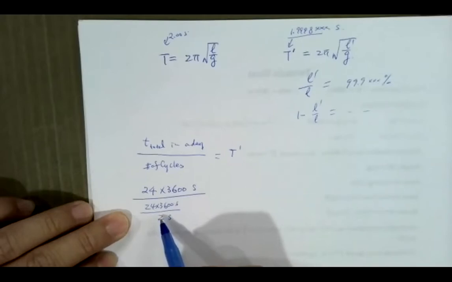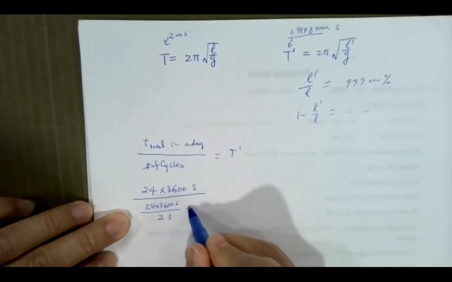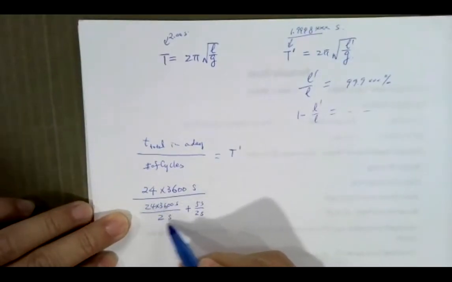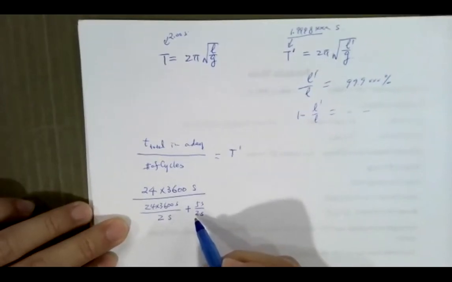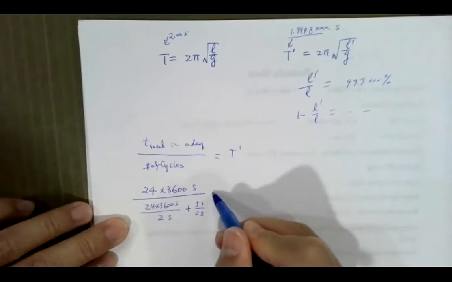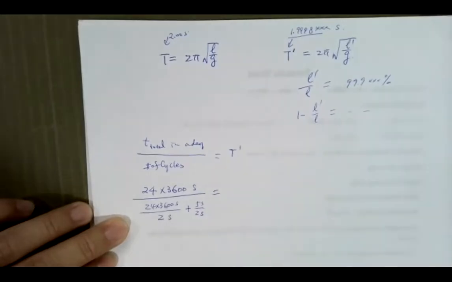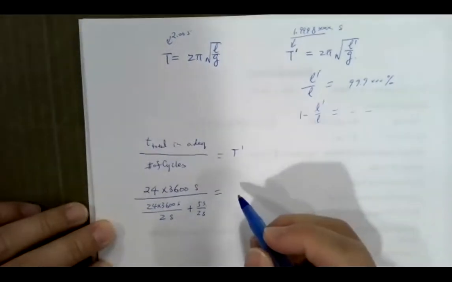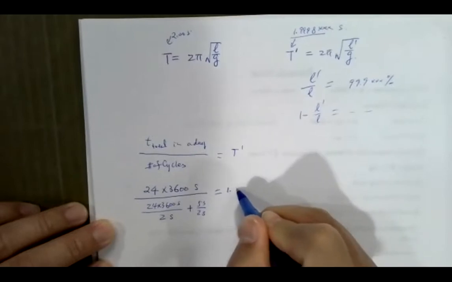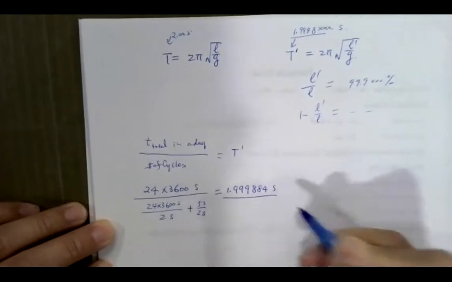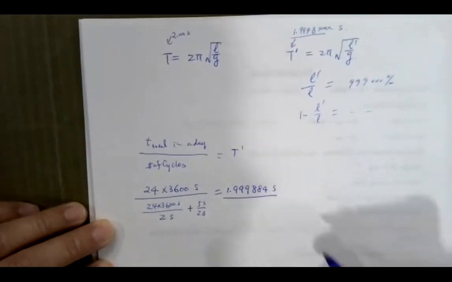Now this new clock gains 5 seconds a day. So that means it has 5 seconds divided by 2, so about 2.5 more cycles than the ideal one does. That will give you the new period, T prime. So that's how you figure that out. It's going to be 1.999884 seconds. That's how many digits I kept.